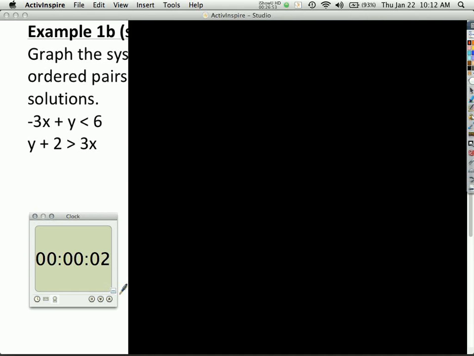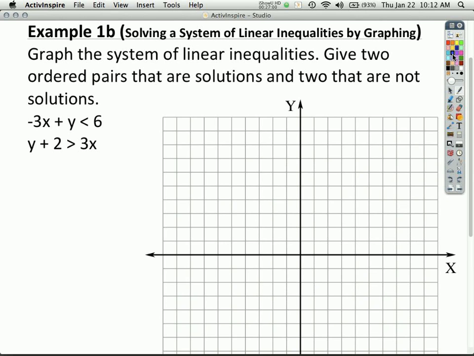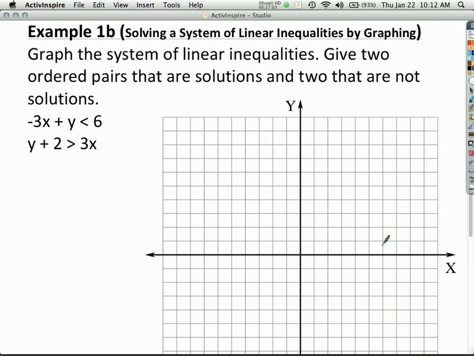So I'll wait till the time stops, and then I'm going to call on a few volunteers to give me what it turns into. Okay. Could someone volunteer and tell me what the first inequality turns into? Isabella. Y is less than 3x plus 6. Give me a thumbs up if you agree with Isabella's rewrite. Good. And what about the second one? What does that turn into when you rewrite it?